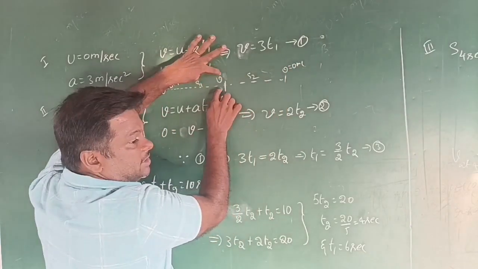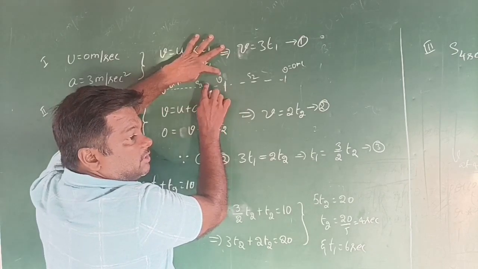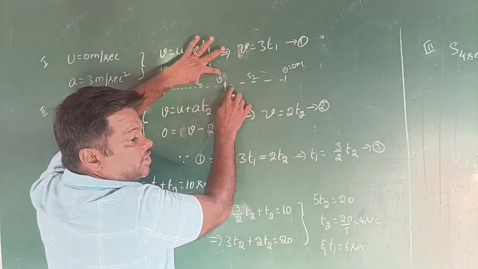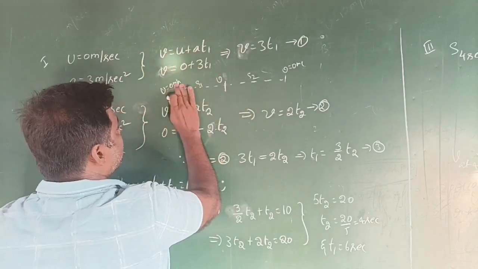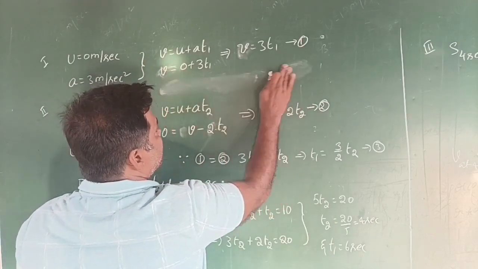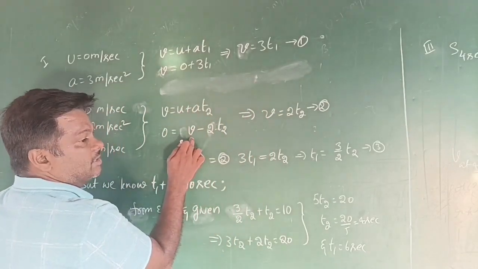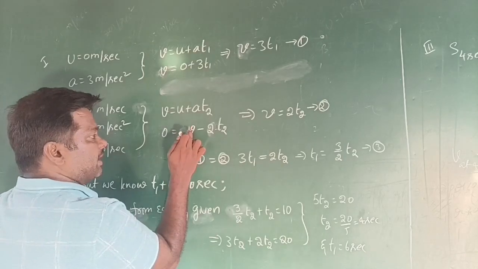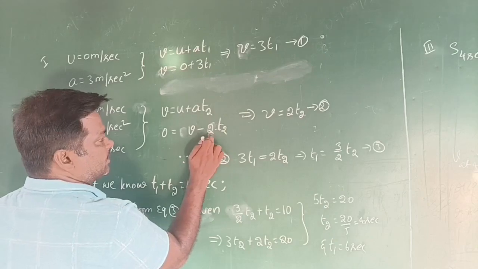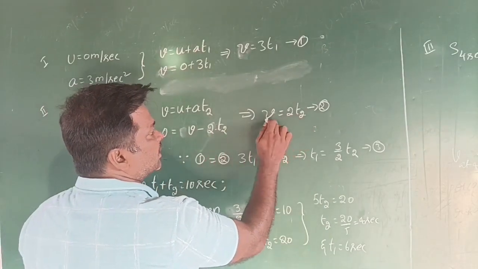What I am saying here is, the final velocity for the first journey is nothing but the initial velocity for the second journey. You can listen to this statement repeatedly. That's why, instead of writing u, I am writing v minus 2t1, with acceleration equal to minus 2, and t2. Now what did we get? We got another relation between v and t2.